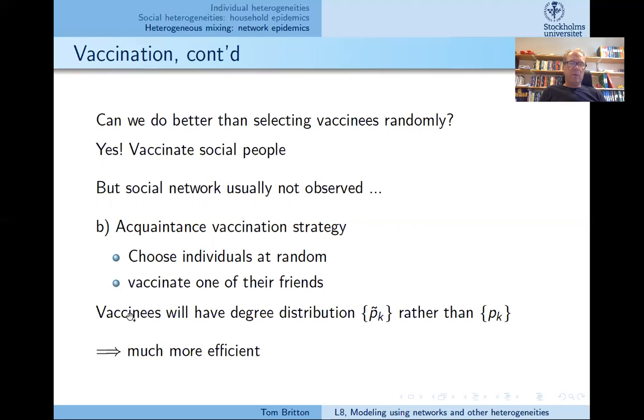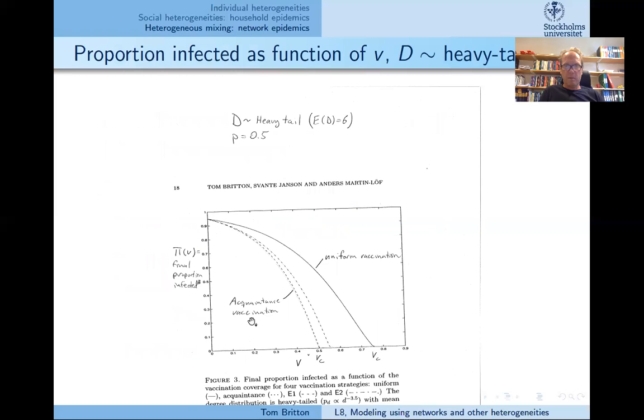The effect of this will be that the vaccinees that you reach will not have the community fraction of degrees, but they will have this degree distribution among the initially infected. That distribution is called the size biased degree distribution. So using this strategy, you're much more likely to vaccinate people with high degree because they are more likely to be named as friends in the first stage. So this is a much more efficient strategy, which can be illustrated, for instance, here.